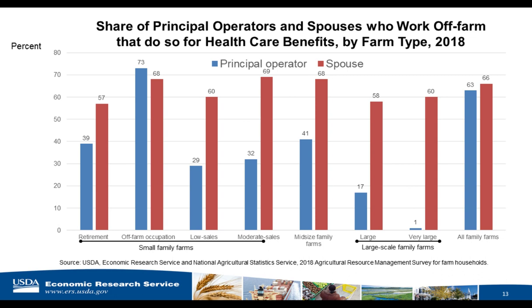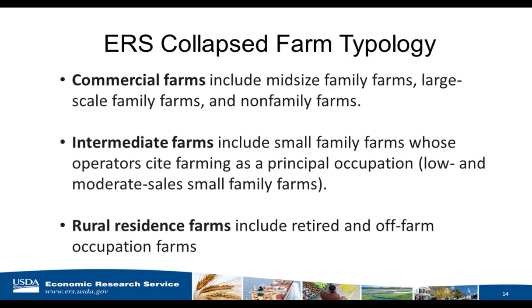So now that we've looked at income and we've looked at who's working off the farm, let's now look at where these farmers are working. But before we get into that, I want to go over our ERS collapsed farm typology. On the next slide, we are using the collapsed farm typology that compresses the larger typology we've been using into 3 subclasses.